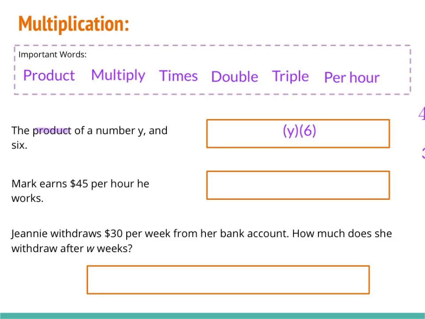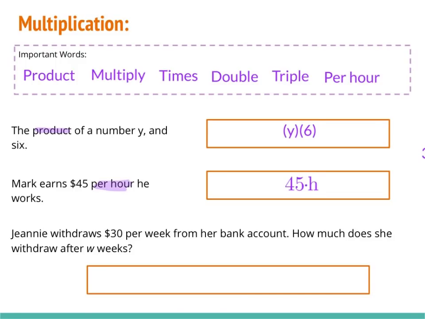Mark earns $45 per hour he works. So I see that important phrase, per hour, so I know that's going to be multiplication. He's going to earn $45 per hour. So I'm going to write that out as 45 times h. Again, I chose h. They didn't give us h as a variable. You could pick whatever variable you wanted, but since they were talking about hours, I picked the letter h. So 45 times h, and notice that time I used the multiplication dot. It doesn't matter which way you indicate multiplication. That's just the way I chose this time.